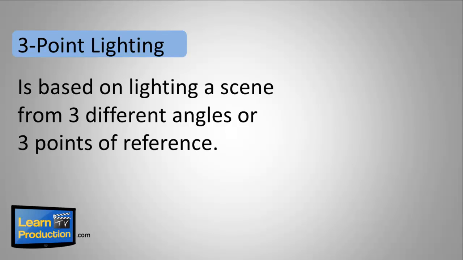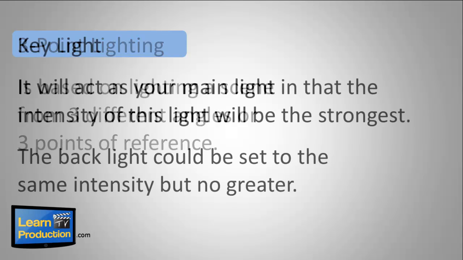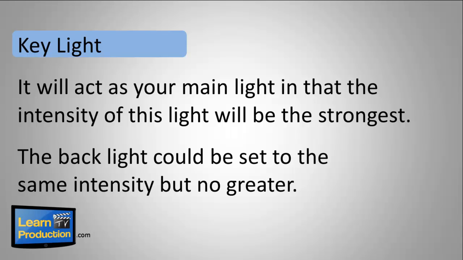Three-point lighting, as the name describes, is based on lighting a scene from three different angles or 3 points of reference. The first light is known as your key light. It will act as your main light in that the intensity of this light will be the strongest. Now, the backlight could be set to the same intensity but no greater. I'll get to the backlight shortly.